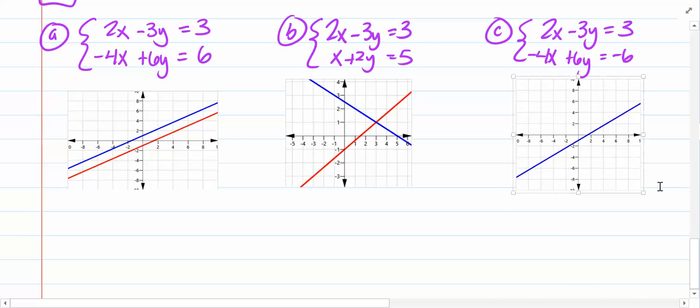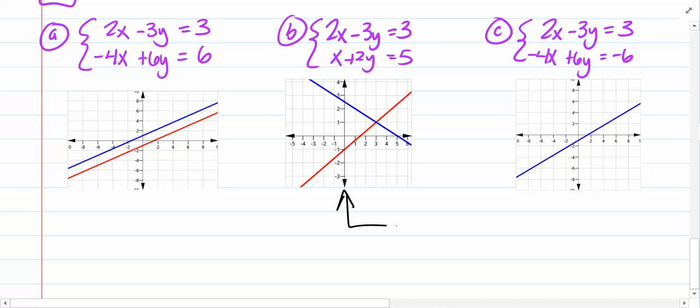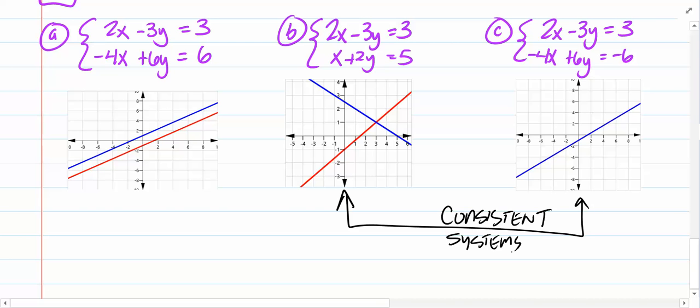Okay. All right. So it turns out, you guys, that for these systems over here, there's a name for all of these. That's what we're going to talk about right now. These two systems over here are what's called consistent systems. So those two are consistent because they have answers. This one over here is called inconsistent.